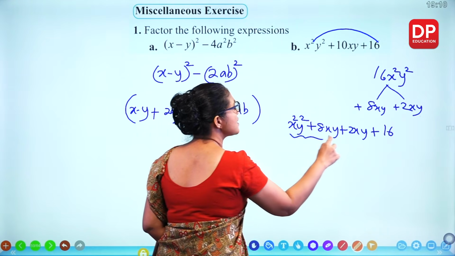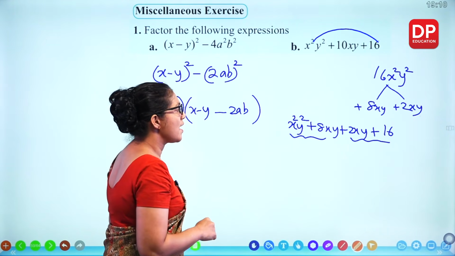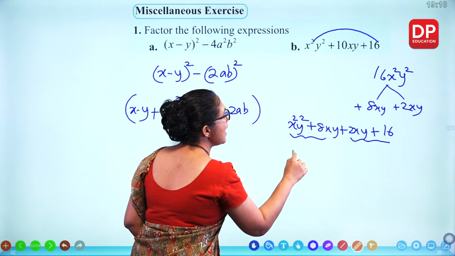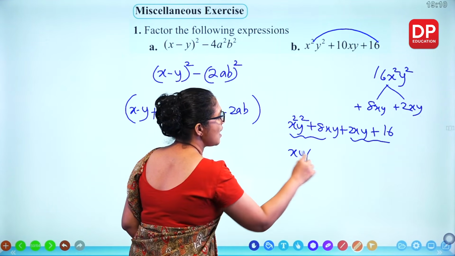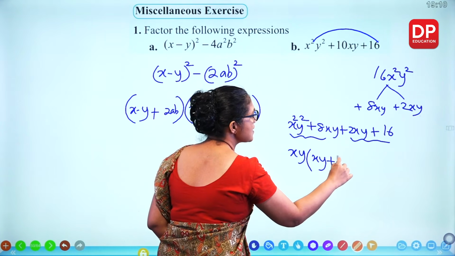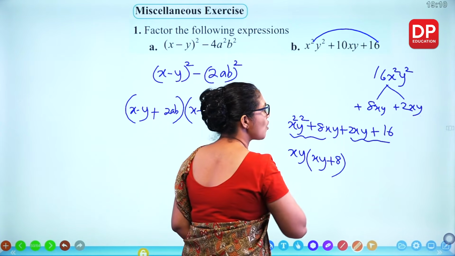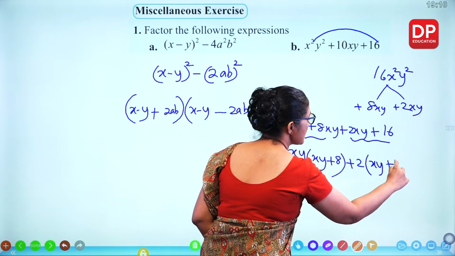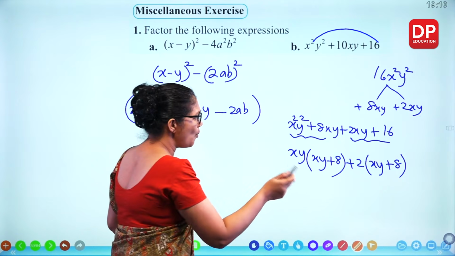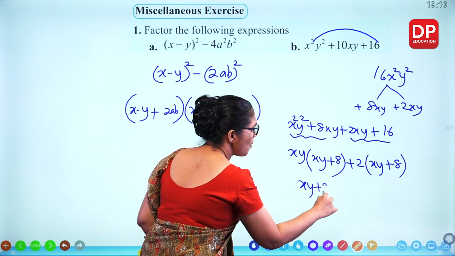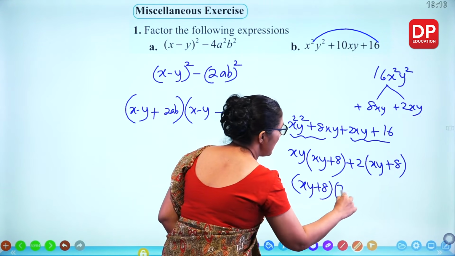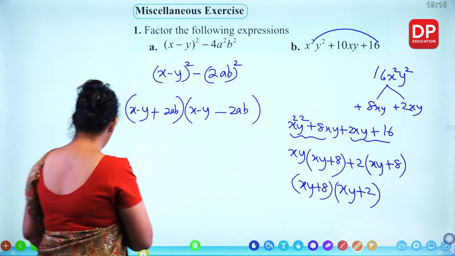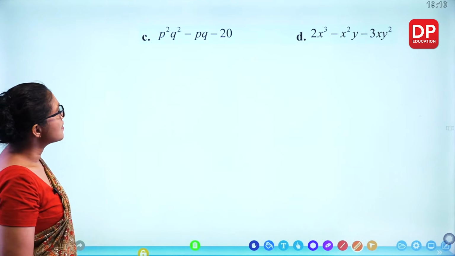Now take 2 at a time and try to factorize. What's common here? I can see xy is common. Take it out. What's remaining? xy plus 8. Here what's common? 2 is common. Take it out. xy plus 8. Now we can see xy plus 8 is common. Take it out. And the remaining one is xy plus 2. Now we'll move to the next part.